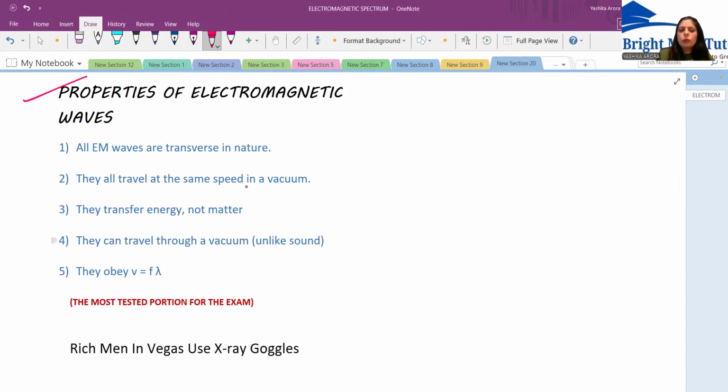Now, what do you mean by the word transverse? It means that as the wave moves, the vibration and the direction of propagation are perpendicular to each other, 90 degrees to each other. The wave is moving in this direction and the vibration is like this, at a 90 degree angle between them.